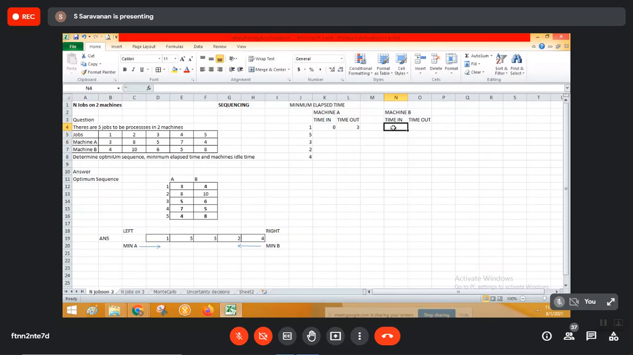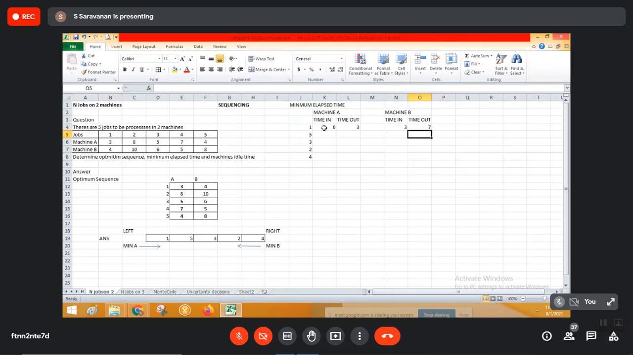So it enters machine B at the 3rd minute. After completion, it just enters. There is no time delay. Just observe, there is no time delay between the machines. So when it enters at 3 minutes, how much time will machine B take to process job 1? 4 minutes. When it enters at 3, it will come out of that machine at 7.